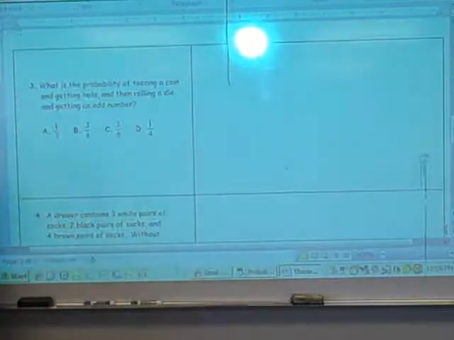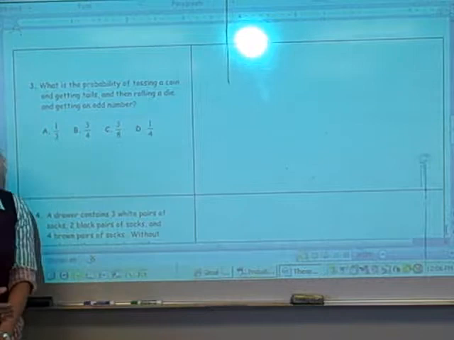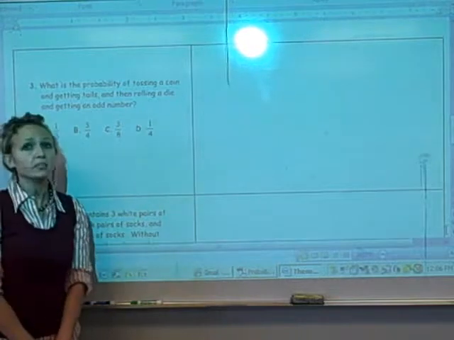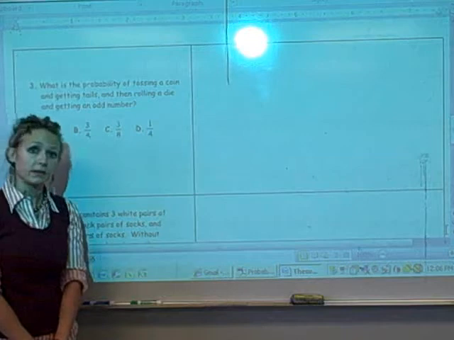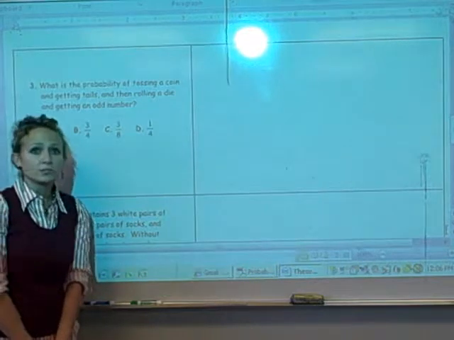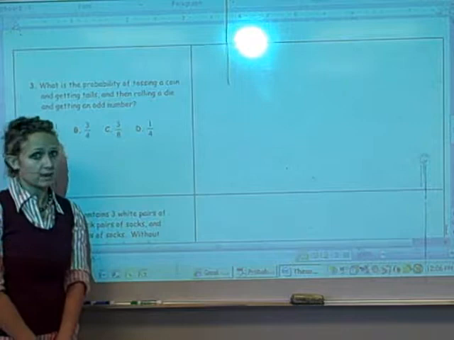Question 3. What is the probability of tossing a coin and getting a tails, then rolling a die and getting an odd number? Okay, so maybe hit pause, try this on your own. If you need a hint, my hint to you would be to count how many different events we have happening, and then go from there to either make an area model or a tree diagram.